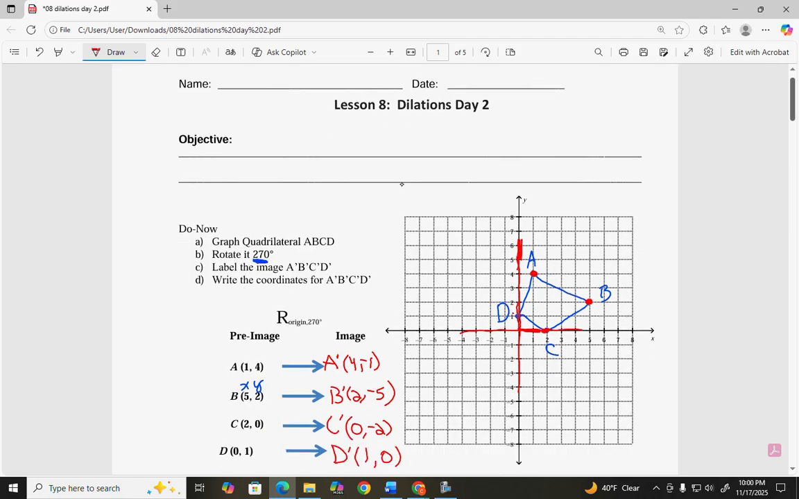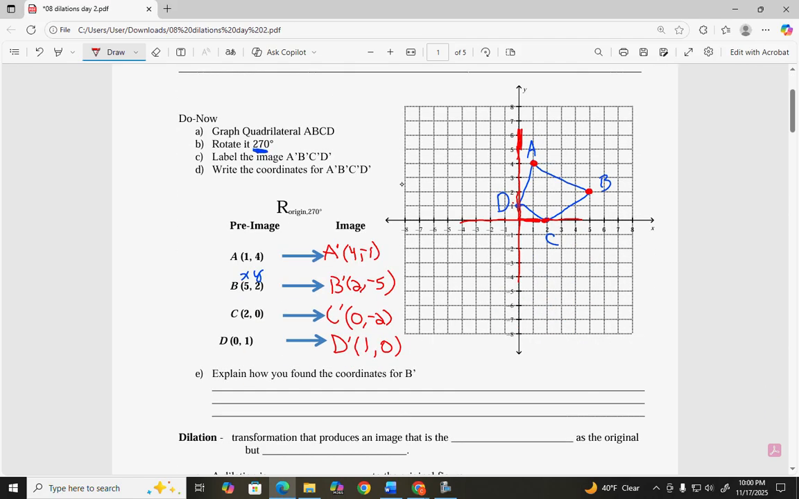And I'm going to plot those points that I just wrote down. So 4, -1, 2, -5, 0, -2. Remember, that's the one that people mess up. Careful. And then 1, 0. And if I connect them, it does look like the same shape.